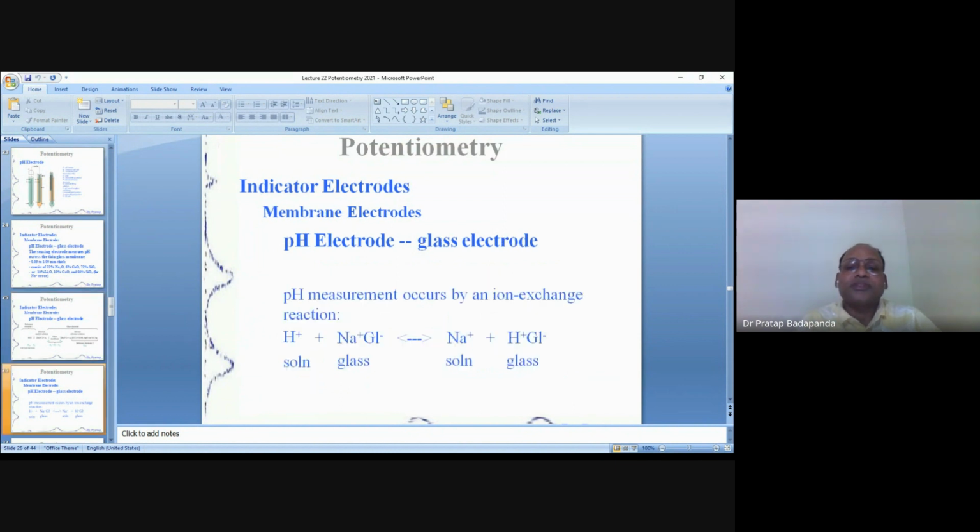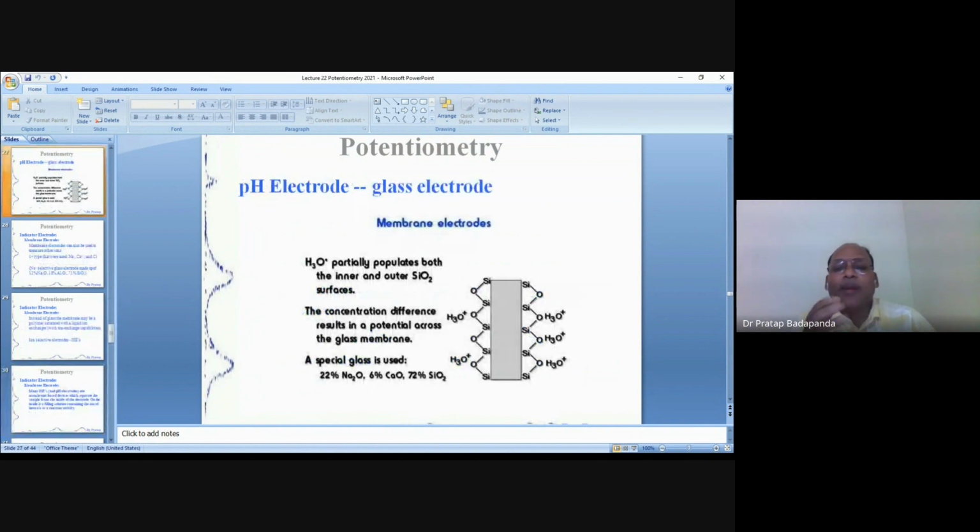Next. pH measurement occurs by an ion exchange reaction. H+ in the solution, Na+ in the glass electrode. So Na+ and H+ exchange at the glass electrode, right? And on the pH membrane electrode, hydronium ion partially, when you put water in acid, hydronium ion will form. So it partially populates both the inner and outer SiO2 surface. See how it is bonded.